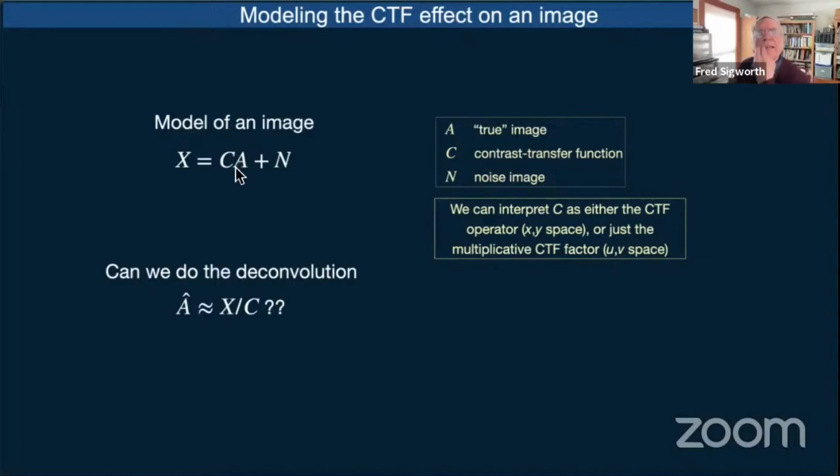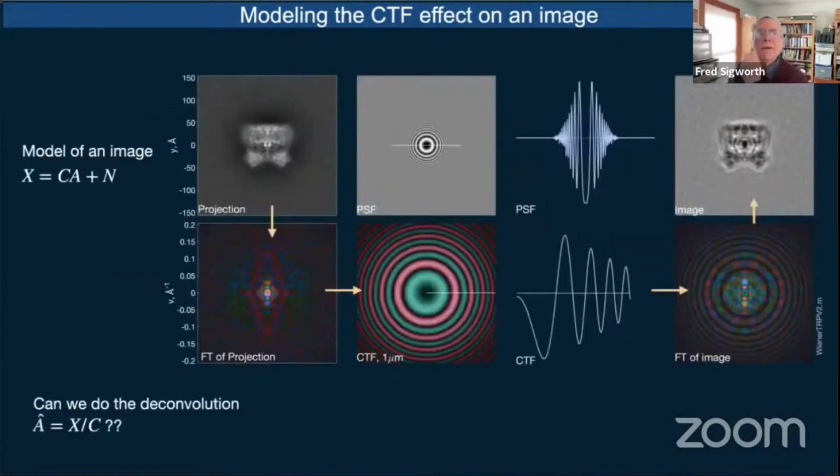And that says then that we should be able to take our original image and divide it by the contrast transfer function to get an estimate of the true object with the contrast transfer function compensated away. But of course, this is not going to work, and that's because there are zeros in the contrast transfer function, and that means that this is going to blow up. We can't divide by zero and the computer will complain. So what do we do?